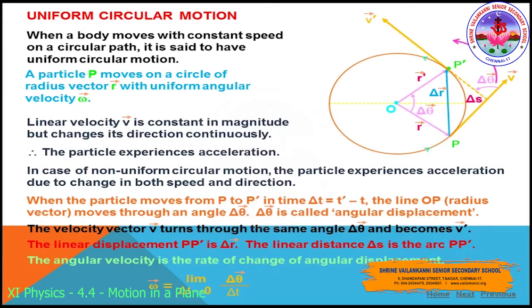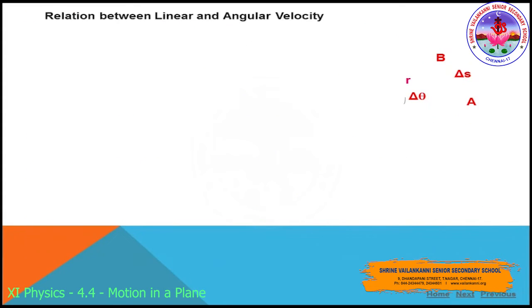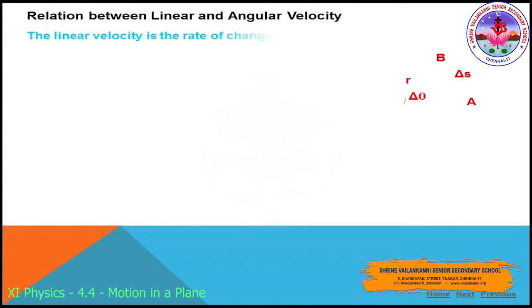So the angular displacement of the particle in time Δt gives the average angular velocity. The average angular velocity omega vector is equal to the limit Δt tends to 0 of Δθ by Δt. Got it?